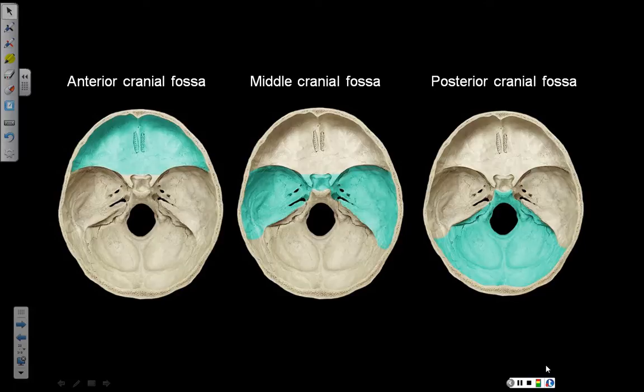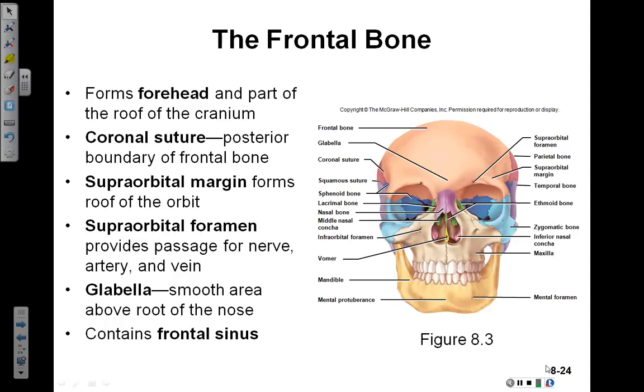Houses the pituitary gland, which secretes a lot of hormones. This picture is on your test next Saturday.